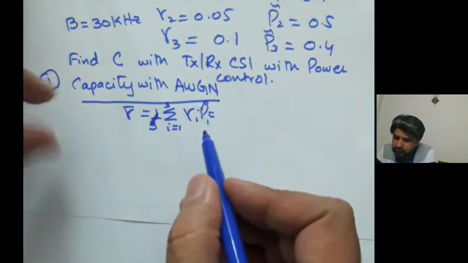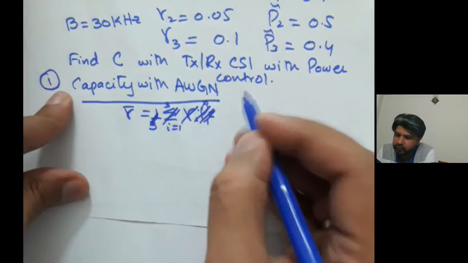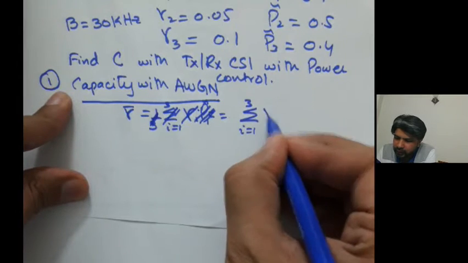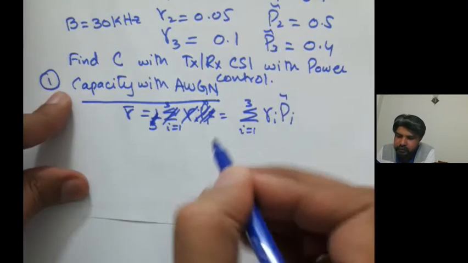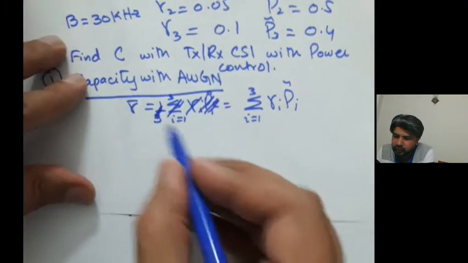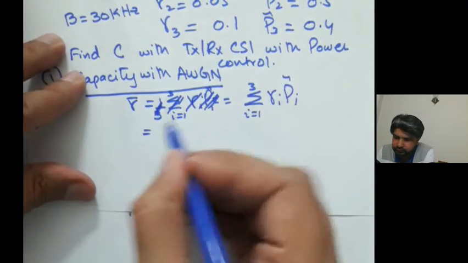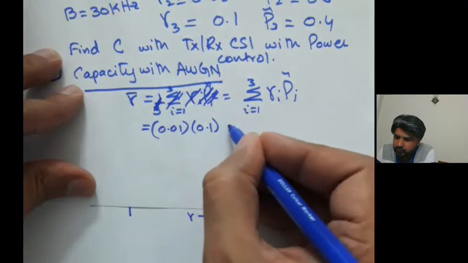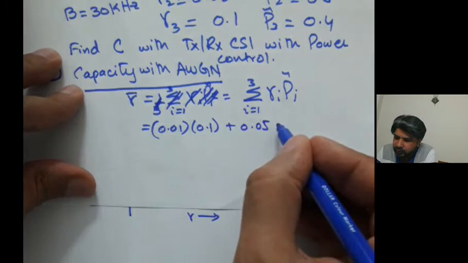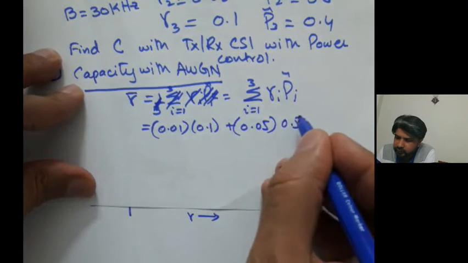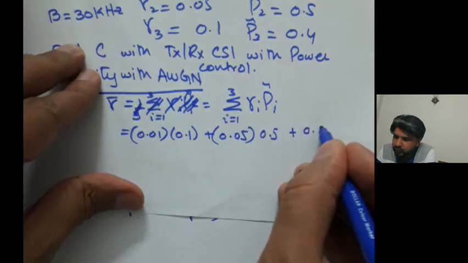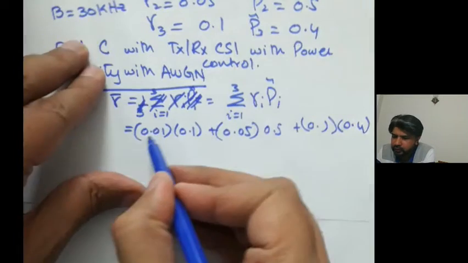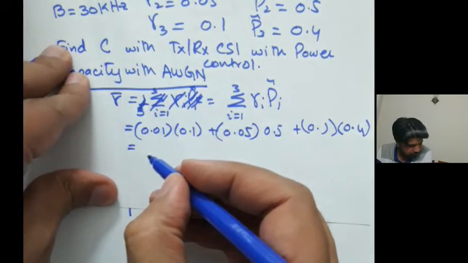Excuse me for my error. So the average signal to noise ratio would be the summation i equals 1 to 3 of gamma i times Pi tilde, which is the probability with which this gamma is going to happen. So that would be equal to 0.01 times 0.1, plus 0.05 times 0.5, plus 0.1 times 0.4. So that turns out to be 0.066.